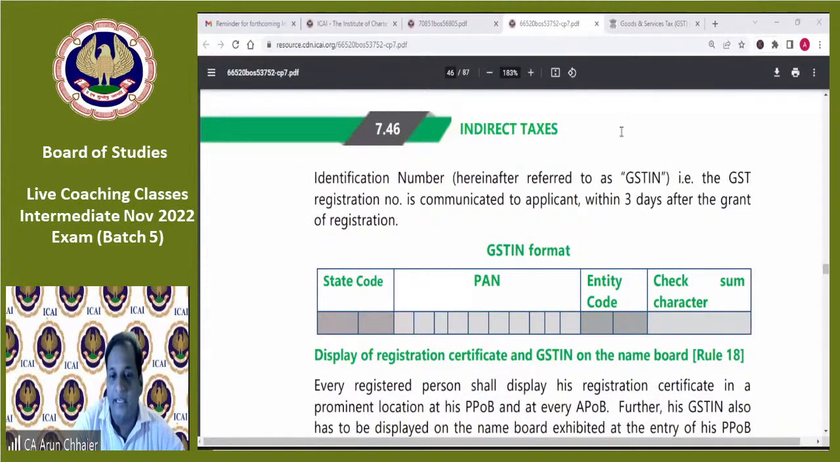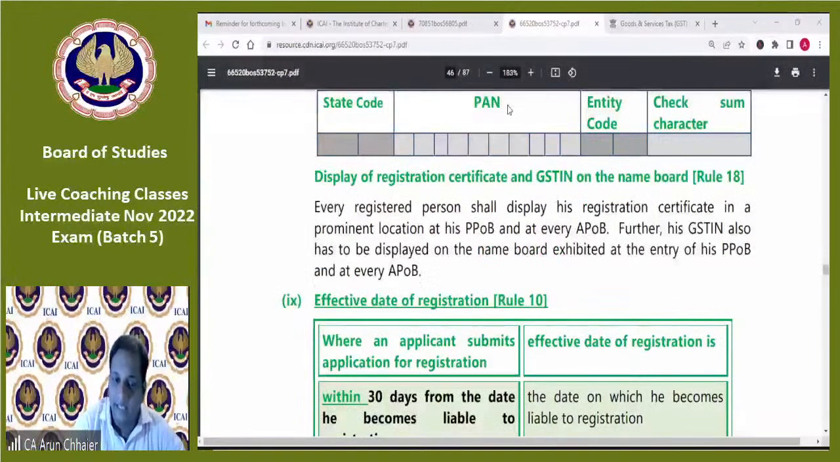So it should be displayed at a prominent place of the business, at the principal place of the business as well as every additional place of the business, on the name board, etc.